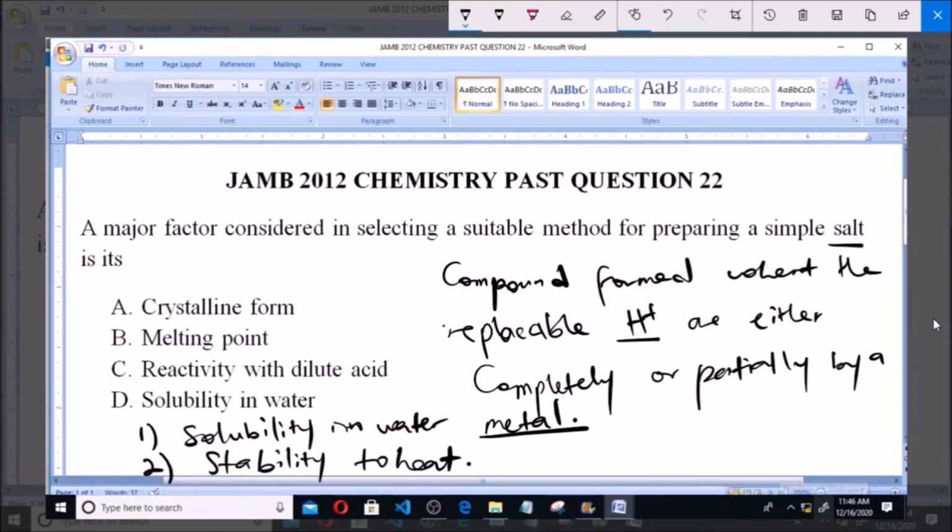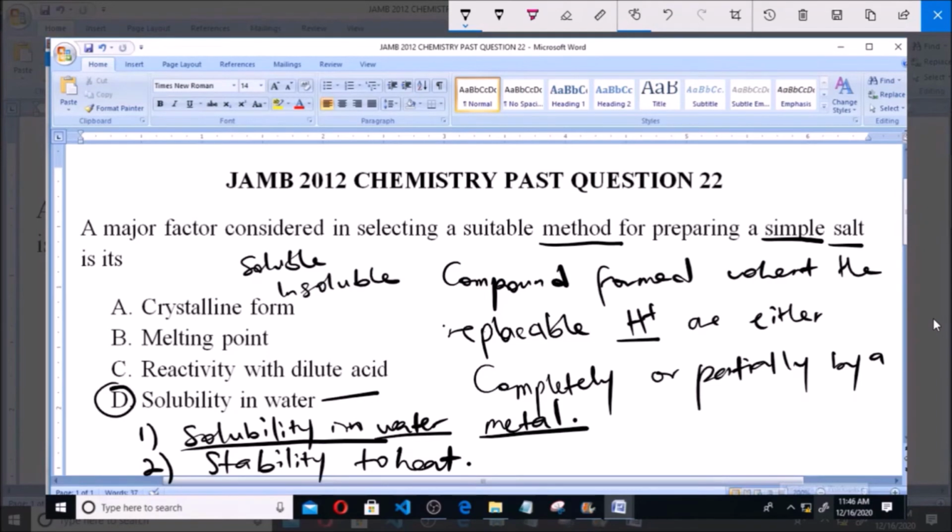But now this question is asking for the factor that is required for a suitable method for preparing a simple salt. For you to prepare a simple salt, the major factor considered is its solubility in water, that is, whether the salt will be soluble or insoluble in water. And looking at it, that is option D. So solubility in water is the major factor considered in selecting a suitable method for preparing salts, which is option D.